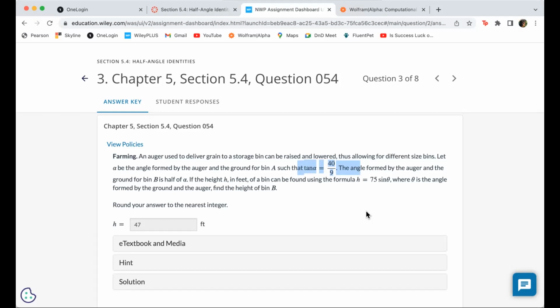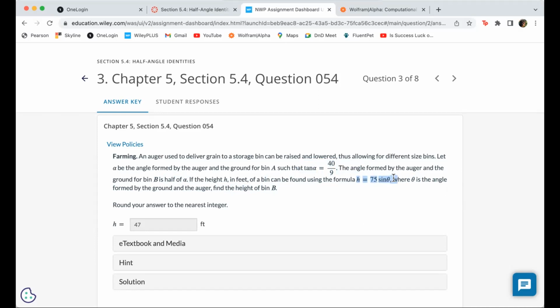Right. So the important thing to do here is to ignore all that. See that we have tangent of alpha is 40 over 9. We want to calculate h. H is 75 times the sine of theta, and theta is the angle. And when we go back, theta is half of the angle alpha. So those are the important parts. Tangent of alpha is 40 over 9. Auger and ground is half of alpha. Later on, they say theta is the angle formed by the ground and the auger, and that is still half of alpha. And the height is 75 sine of theta. Since we know theta is alpha over 2, now we know we're doing half angle stuff. And now the problem fits into here.